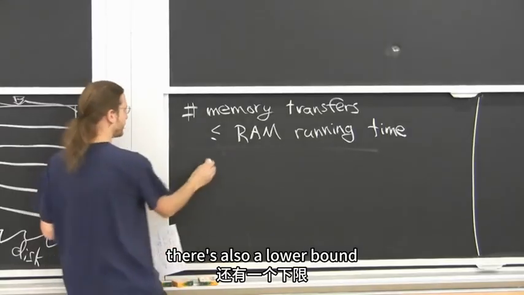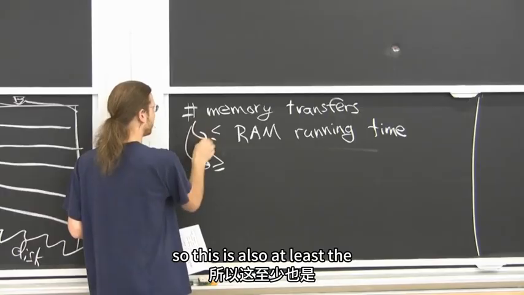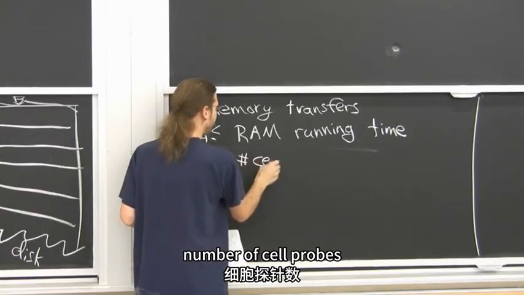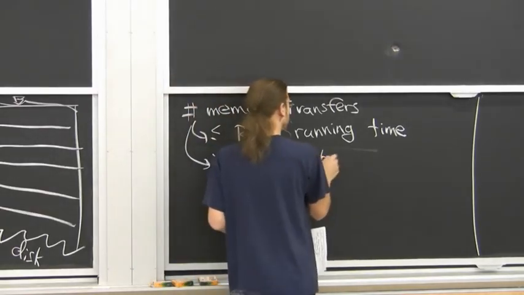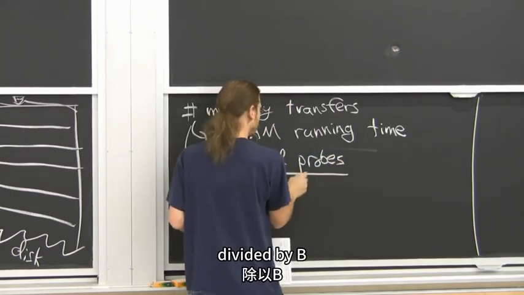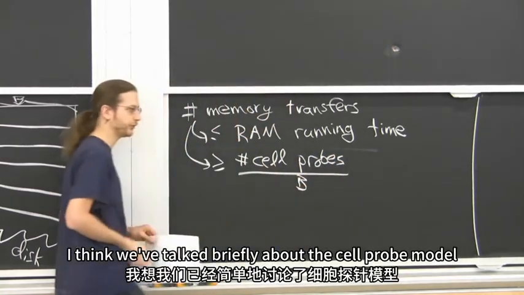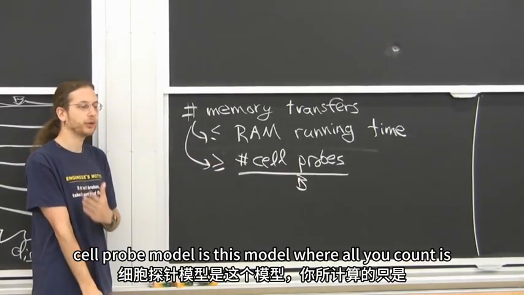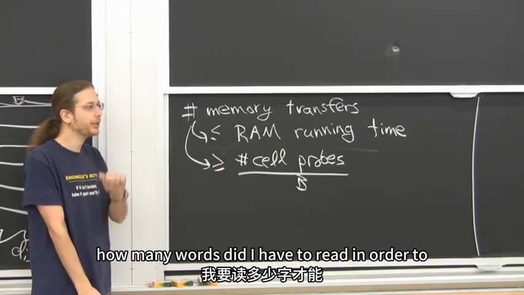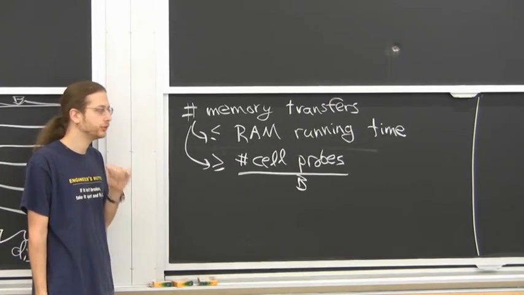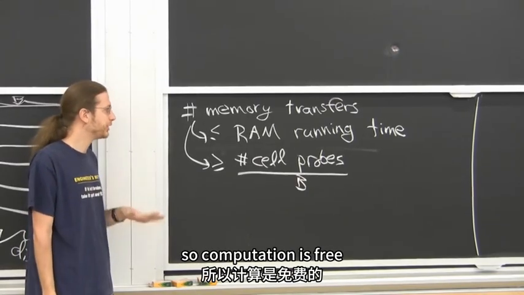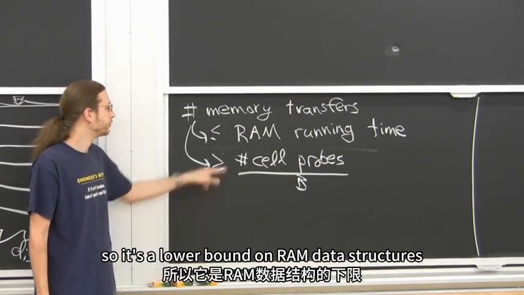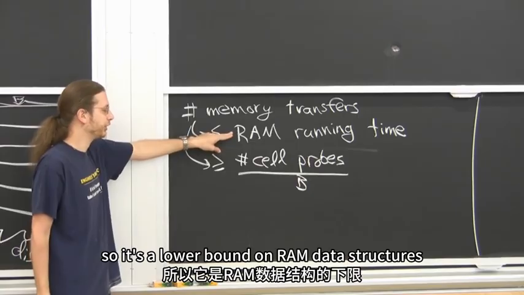There's also a lower bound. This is also at least the number of cell probes divided by B. I think we've talked briefly about the cell probe model, in retroactive data structures. It's this model where all you count is how many words I had to read in order to do this data structure operation. So computation is free. We just count the number of word reads from memory. So it's a lower bound on RAM data structures.